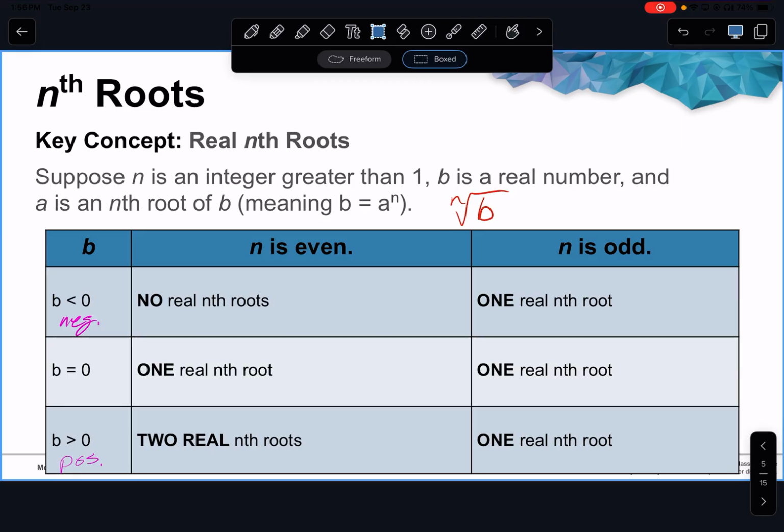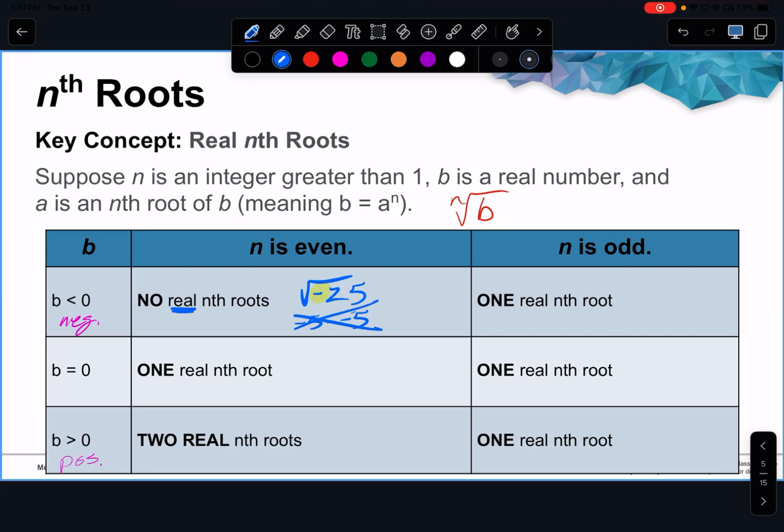Okay, so here's what this means. I'm going to use 25 because that's one that Aiden had earlier, and we're going to take the square root of negative 25. Can we do that? We know the square root of 25 is 5, right? So let's try negative 5 times negative 5. Is that going to work? Nope, because negative 5 times negative 5 is 25, so it's not going to give us negative 25. This is why it's no real roots.